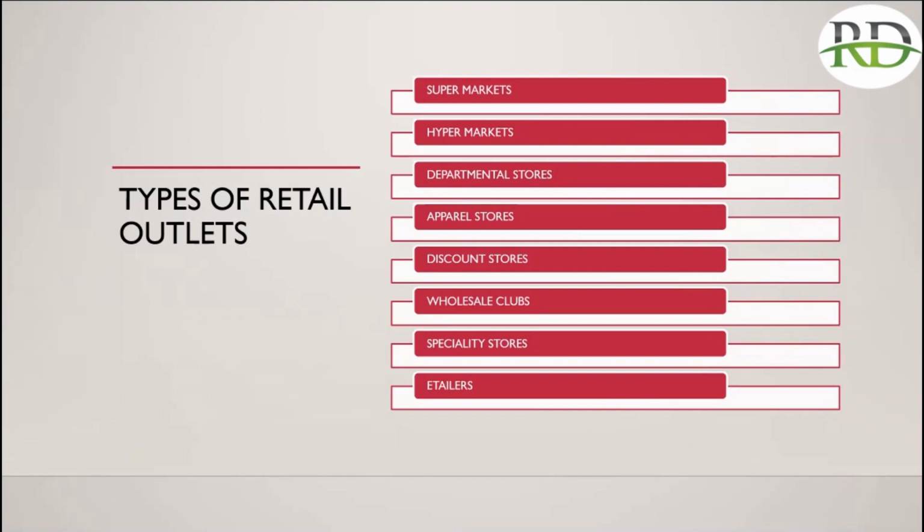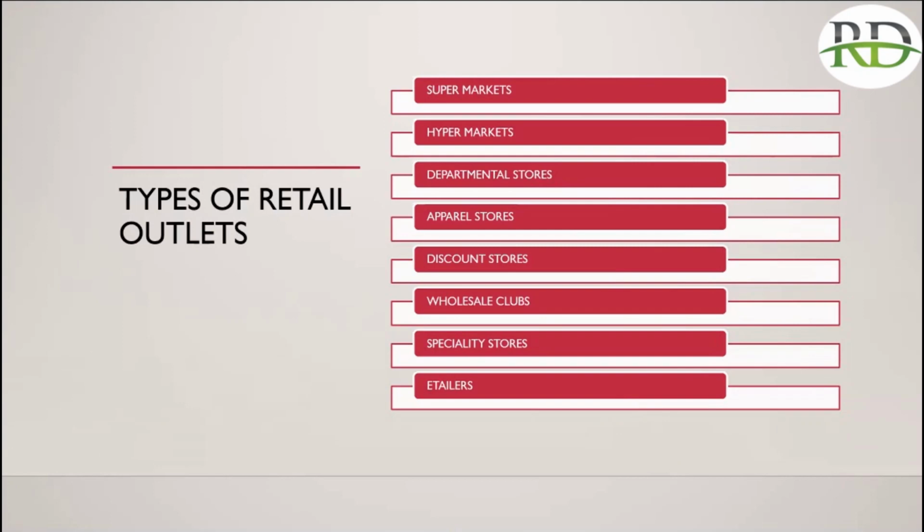For example, for supermarkets, can anybody tell me an example of a supermarket in India? It could be More, it could be Reliance Fresh. So these are all called supermarkets. Hypermarkets, as I told you, Reliance Hyper, then you have More Hyper, then you have multiple, and then you have Spar in India. All of these are called hypermarkets. Departmental stores could be Shoppers Stop, Lifestyle. These are stores which are more towards lifestyle, luxury, and apparels.